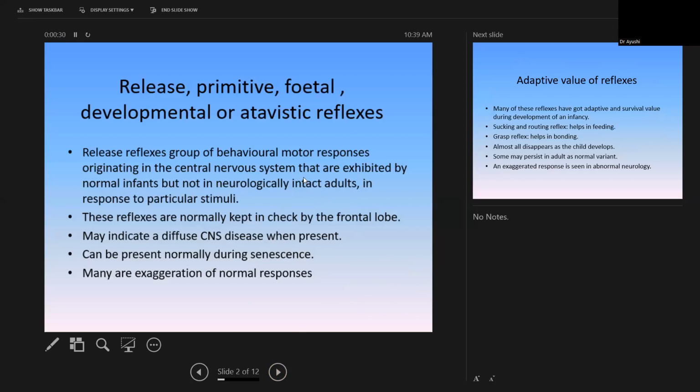Release reflexes, also called primitive, fetal, developmental, or atavistic reflexes, are a group of behavioral motor responses originating in the central nervous system and exhibited by normal infants but not by neurologically intact adults in response to particular stimuli. These reflexes are normally kept in check by the frontal lobe, may indicate a diffuse CNS disease when present, and can be present normally during senescence. Many are exaggerations of normal responses.